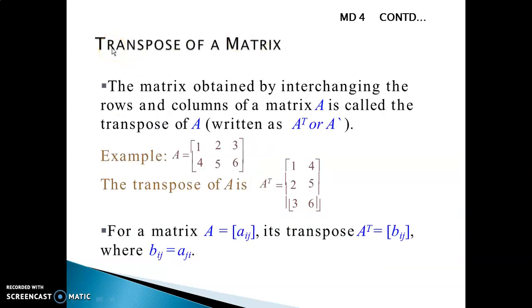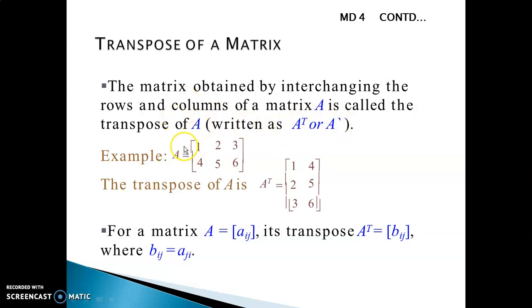Next, the important concept regarding the matrix is the transpose of a matrix. What do you mean by transpose? The matrix obtained by interchanging the rows and columns of a matrix A is called the transpose of A. It is simply denoted as A raised to the power T or A dash. So the transpose of a matrix is either denoted by A dash or A^T.